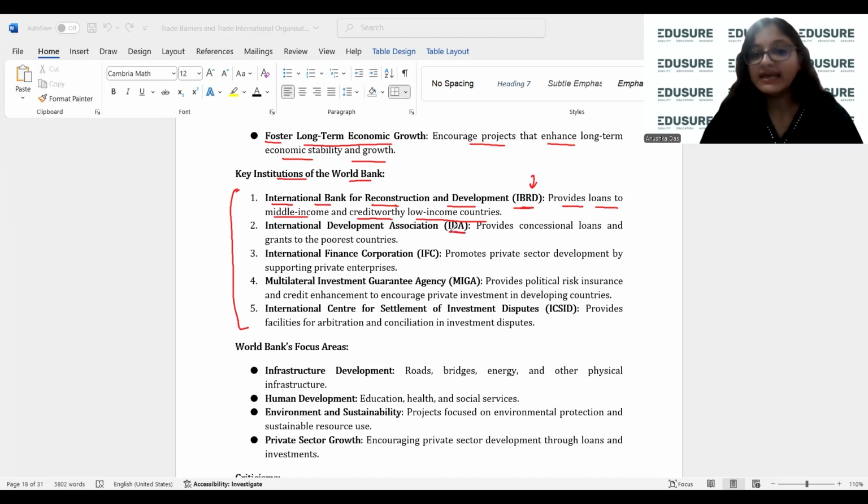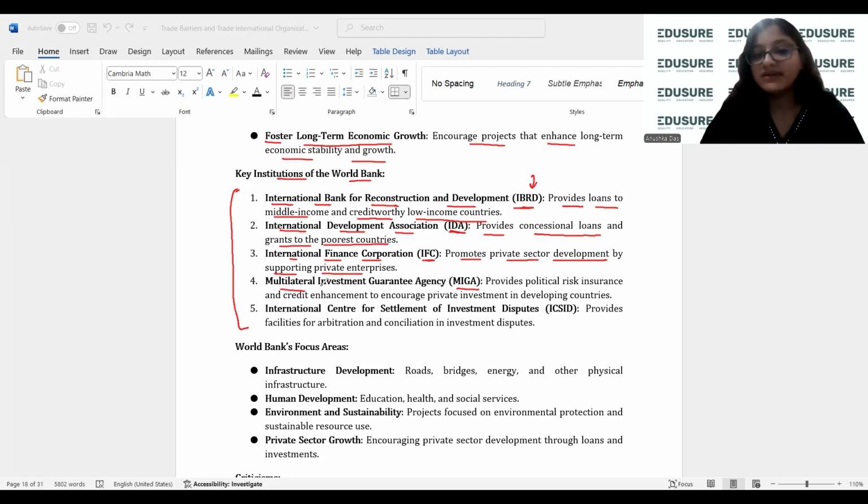Then you have IDA. IDA is International Development Association. It provides concessional loans and grants to the poorest countries. Nothing to explain. Then you have IFC, International Finance Corporation, which promotes private sector development by supporting private enterprise. So the World Bank can support private enterprise, but the IMF cannot do that. The IMF cannot extend its loans to the private sector. It can only do that to the member countries who are paying the monthly or annual subscription.